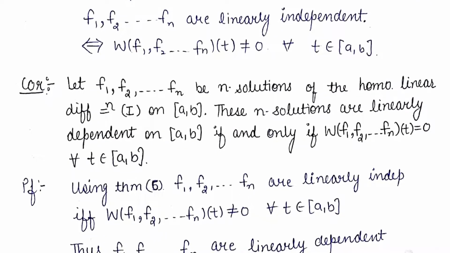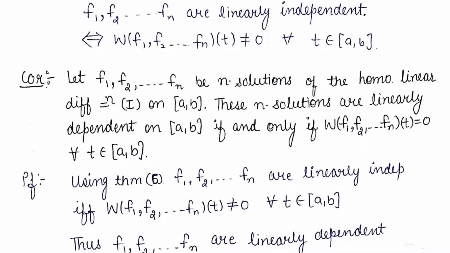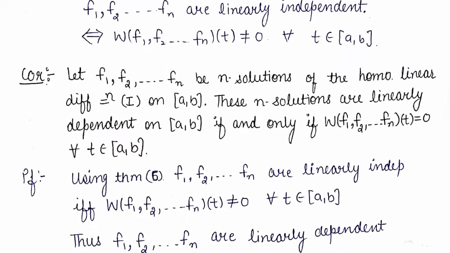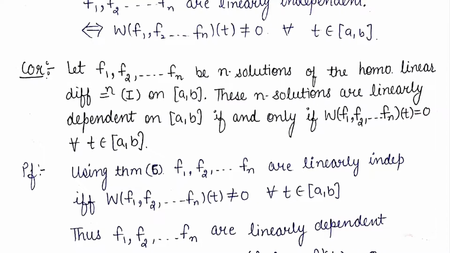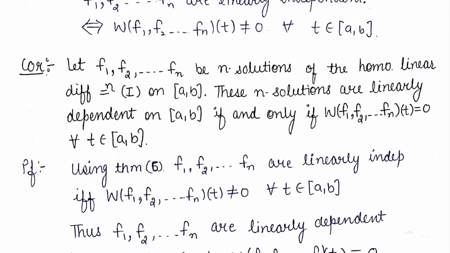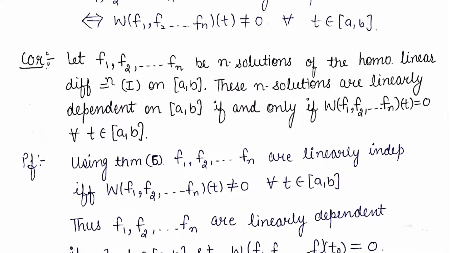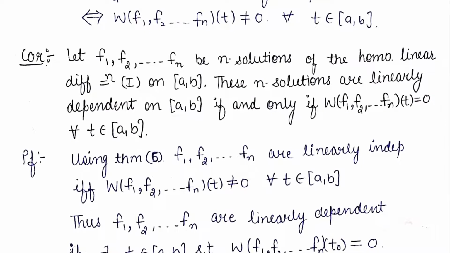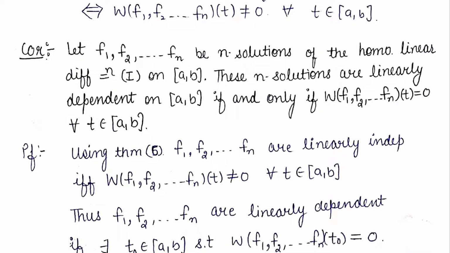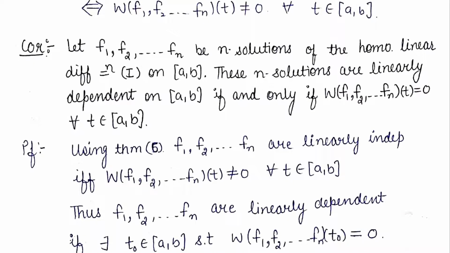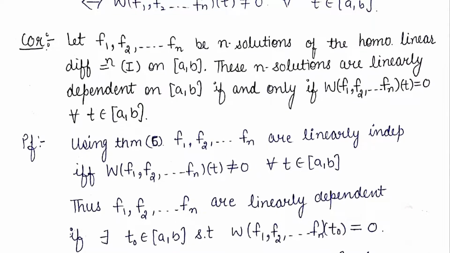Now, using theorem number 6, which we proved, f1, f2, ..., fn are linearly independent if and only if the Wronskian of f1, f2, ..., fn is not equal to 0 for all t. This implies that f1, f2, ..., fn are linearly dependent if the Wronskian of f1, f2, ..., fn is equal to 0 for some t in AB, and let this t be t0. Then we get that the Wronskian at t0 is equal to 0 if f1, f2, ..., fn are linearly dependent.